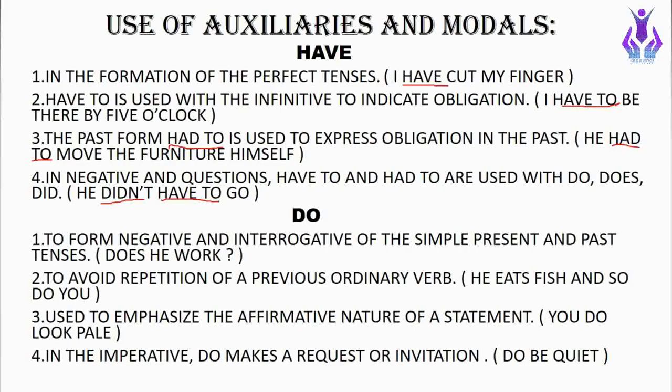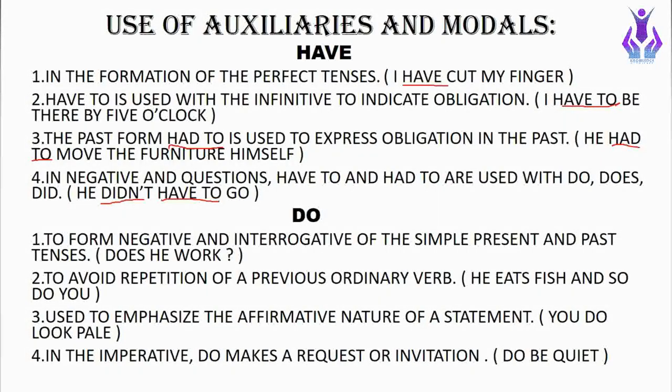We can see it from the example: does he work? Here we use it as an interrogative sentence. We can also say he does not work, which comes as a negative sentence, so we put not along with does.